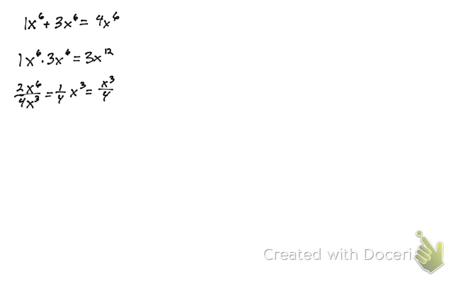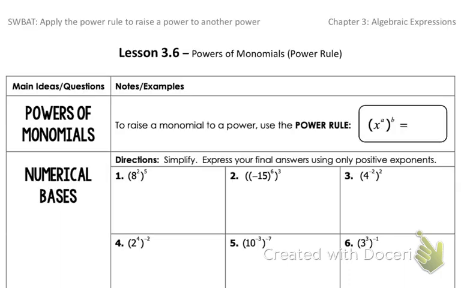So when we add, we just do like terms. When we multiply, we add our exponents. When I divide, I subtract my exponents. Today, we're going to talk about raising a power to a power. So now I have x to the a to the b. If you raise a power to a power, you are going to multiply your exponents. Oh, I didn't give you the lesson, did I? Rehash.